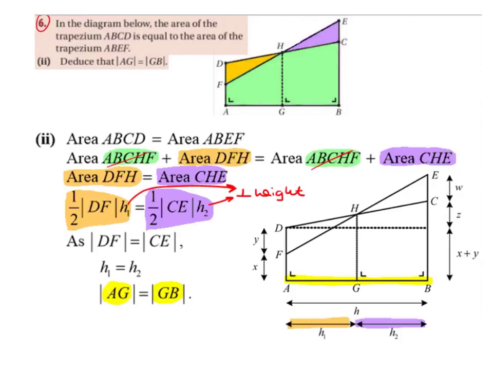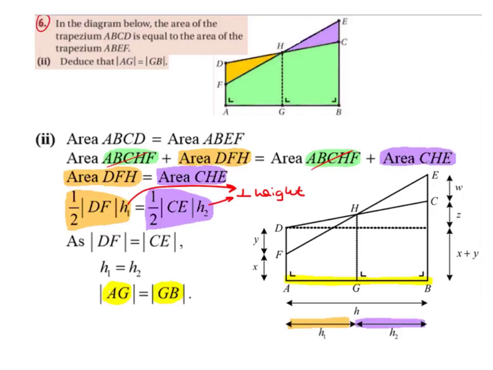And for the purple triangle, CHE, we're going to use the same formula, half times base times height, so it's going to be a half multiplied by CE, which is going to be the base, multiplied by the height, which is going to be H2. So we're going to call this H2, so it's really the distance from G to B, that's going to be the height.